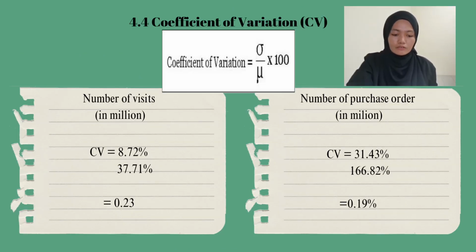And the last part is calculate the coefficient of variation. The formula of CV is s divided by x-bar. s stands for standard deviation, and x-bar stands for the sample mean. For number of visit, I get the answer is 0.23. Meanwhile, for the number of purchase order is 0.19. That's all from me. Thank you.